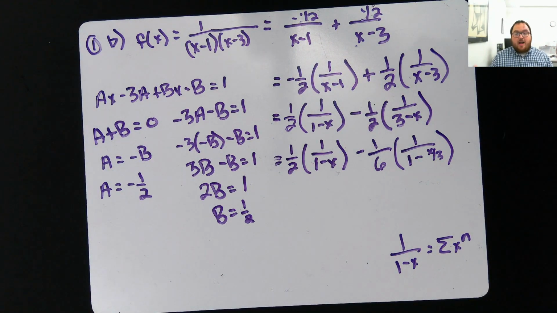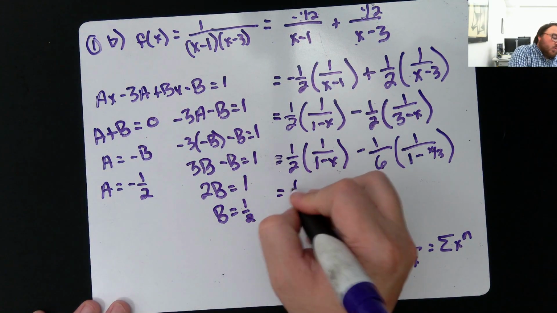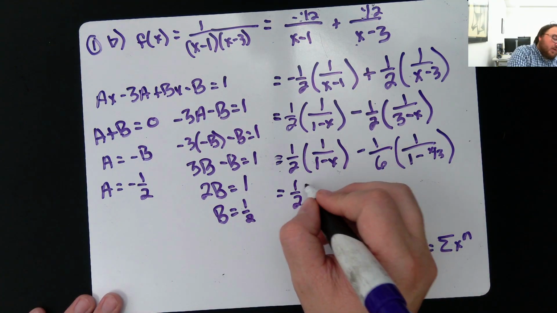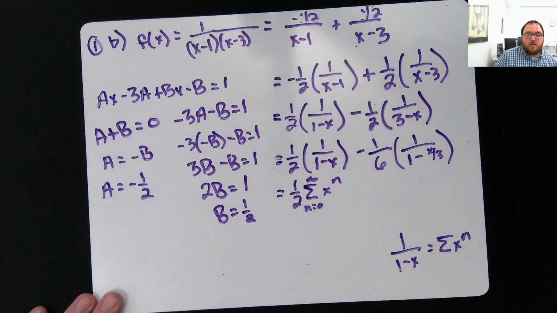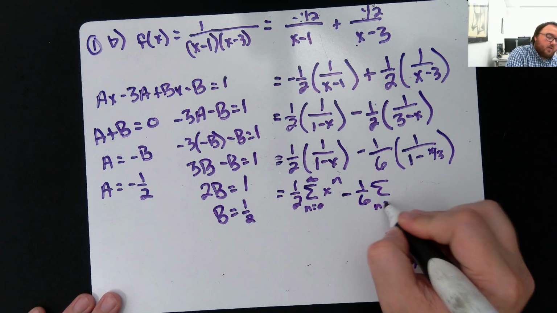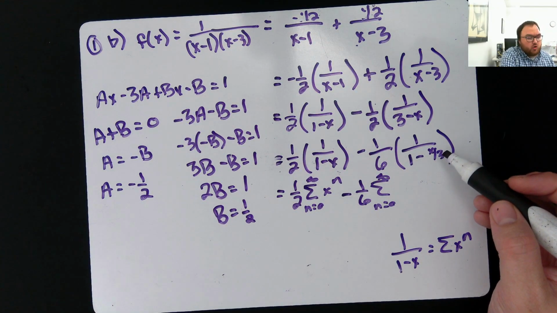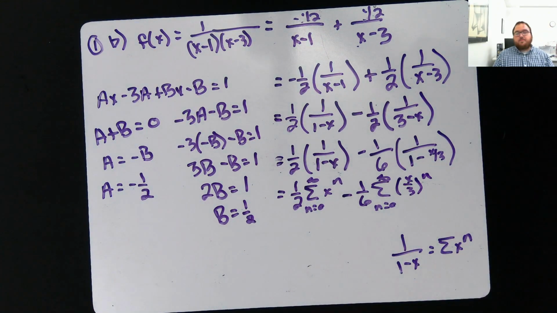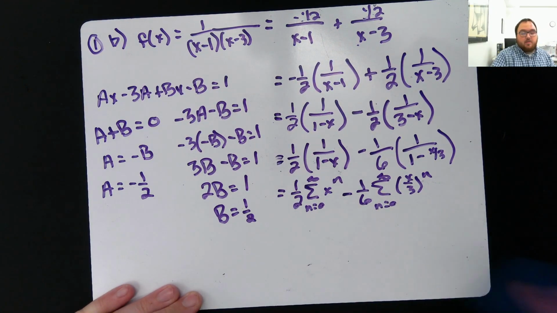So then now I'm good. Both of these, look how this one does, so I'm good. For the first one, 1/2, this is literally the same, so I'm good there. 1/2 sum from n equals 0 to infinity of x to the n, minus, I have a 1/6 out front, sum n equals 0 to infinity. What's being subtracted here is x over 3, so that's x over 3 to the n. That's how I find that sum.